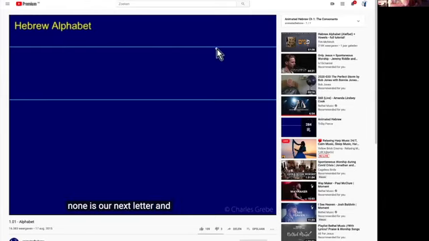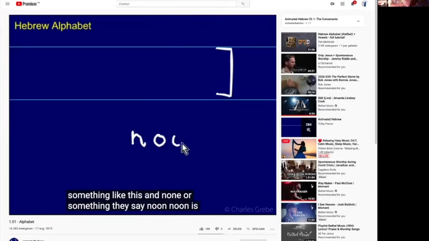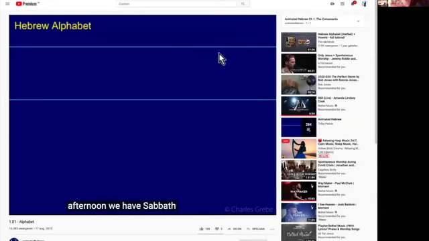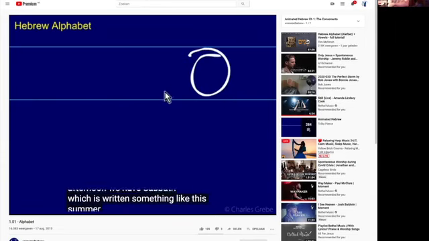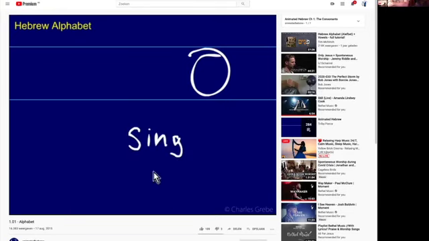Nun is our next letter, and it's shaped something like this. And Nun, or some people may say Nun, is the N sound as in the English word now. After Nun we have Samech, which is written something like this. Samech is the S sound as in sing. Samech is S as in sing.